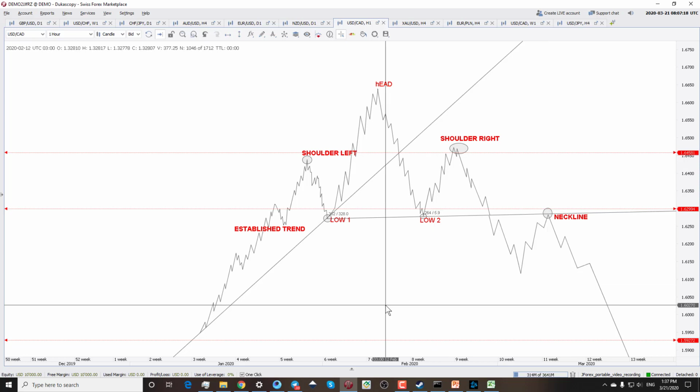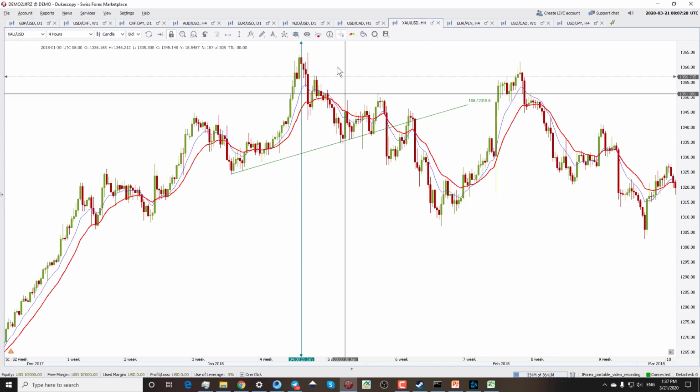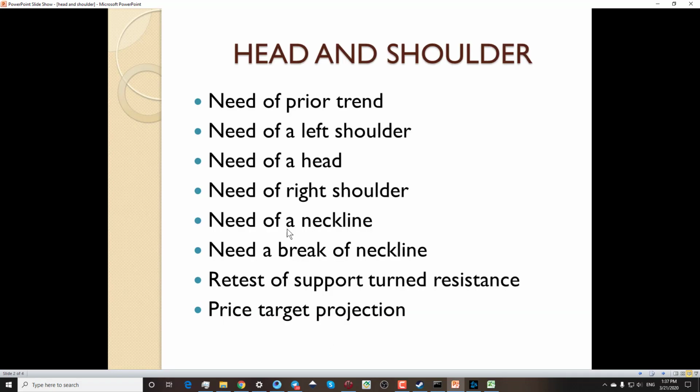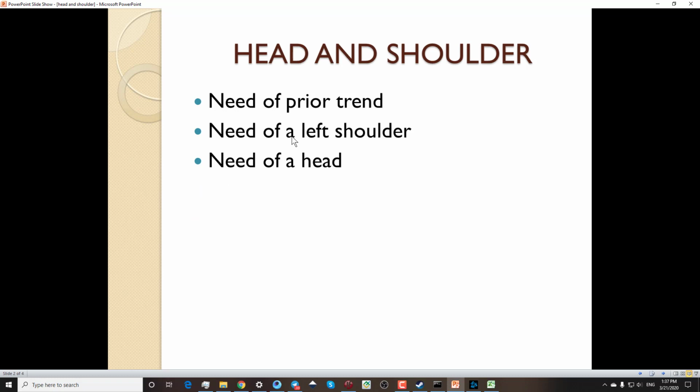Now I was committed in this video to show you some examples from the live market, so let's go ahead. The first example is coming from the chart of gold. I have already marked the position that I wanted to tell you. Now first, as we have already discussed what all we need for a head and shoulder, we will compare it with the live chart.